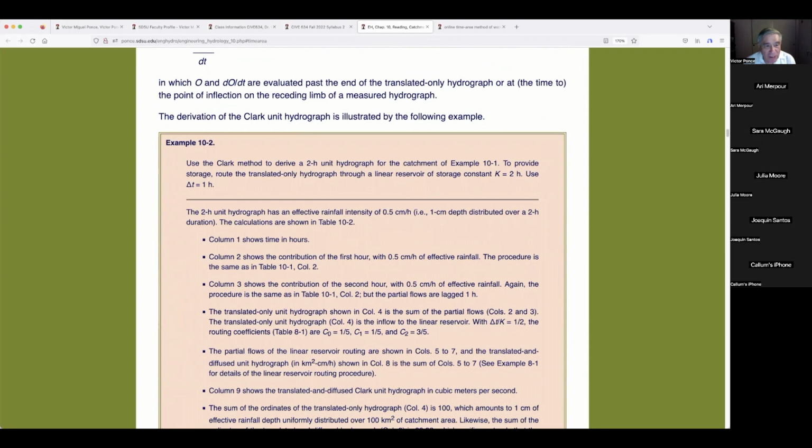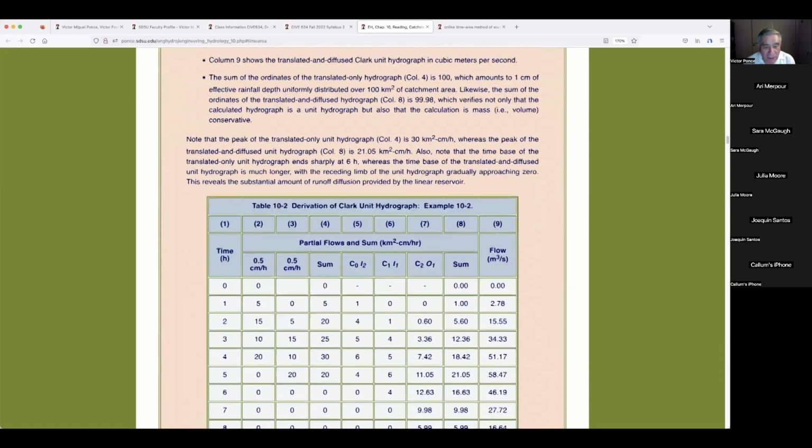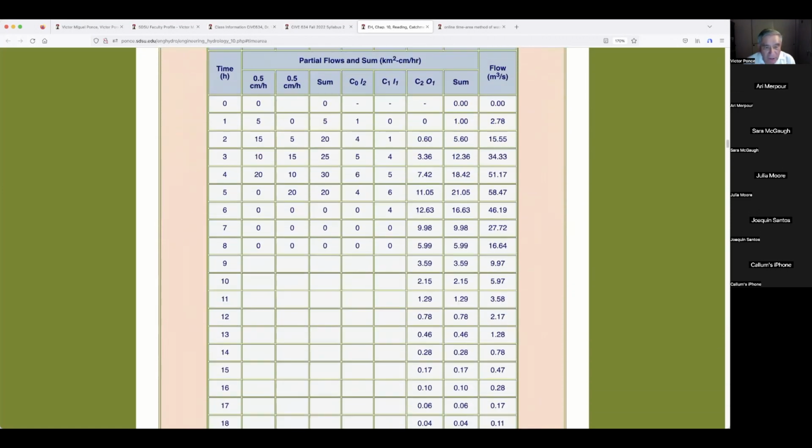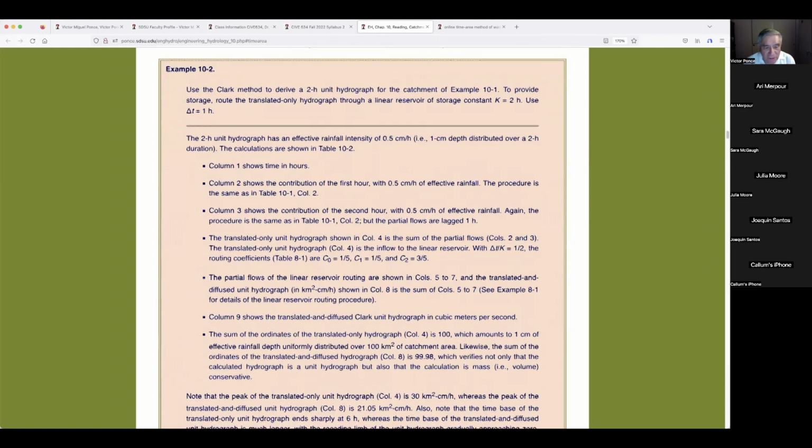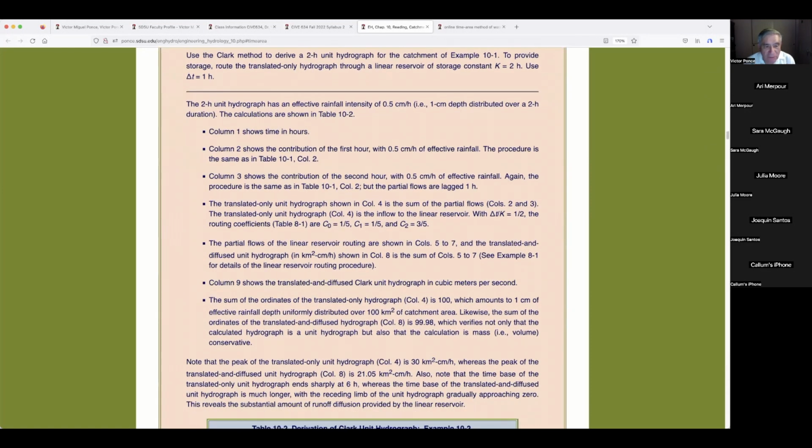Okay, so we have in here the Clark method to derive a 2-hour unit hydrograph for the catchment. This is the same kind of example. And again in here, I'm going to go over this because I feel a little more comfortable, because reading all this stuff, I'm boring you to death. I'm just going to show the table that we graphically did.